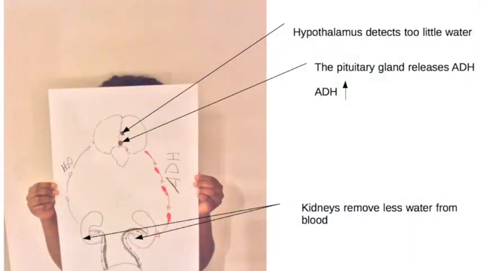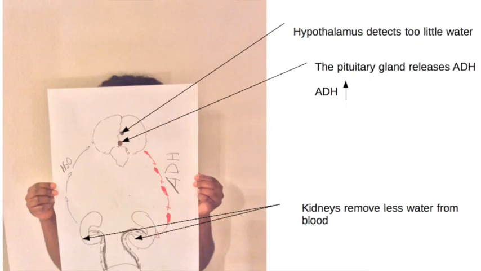What ADH does basically is what I said. It is produced by the pituitary gland, and it has the ability to control the water that passes through the cells in the wall of the collecting tube. So let's take a look at how it works.